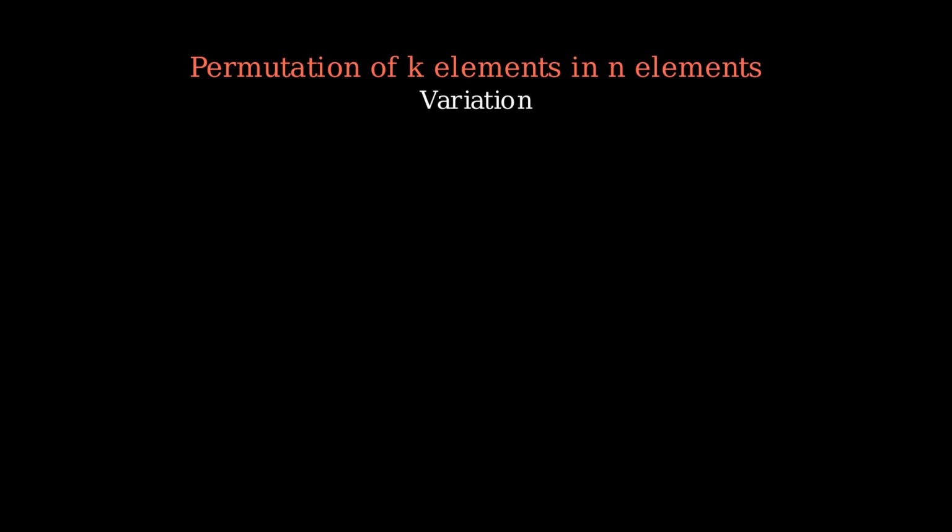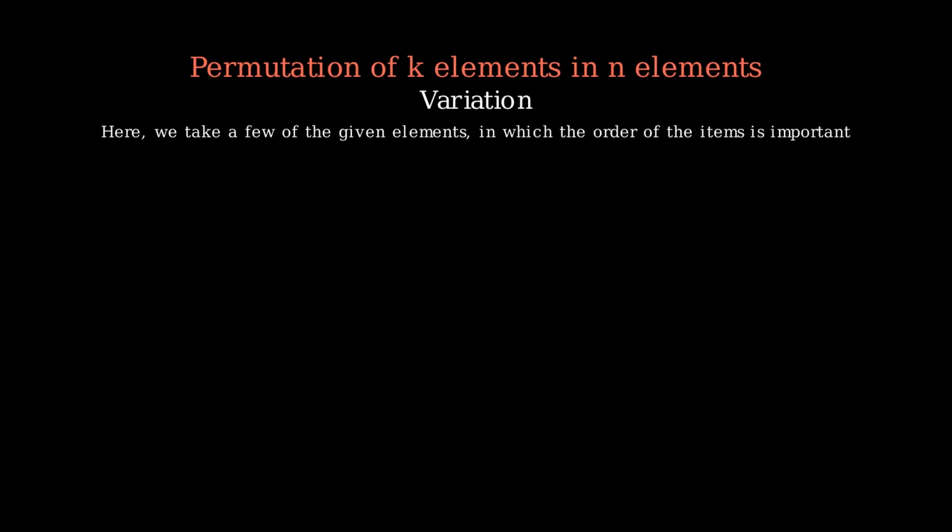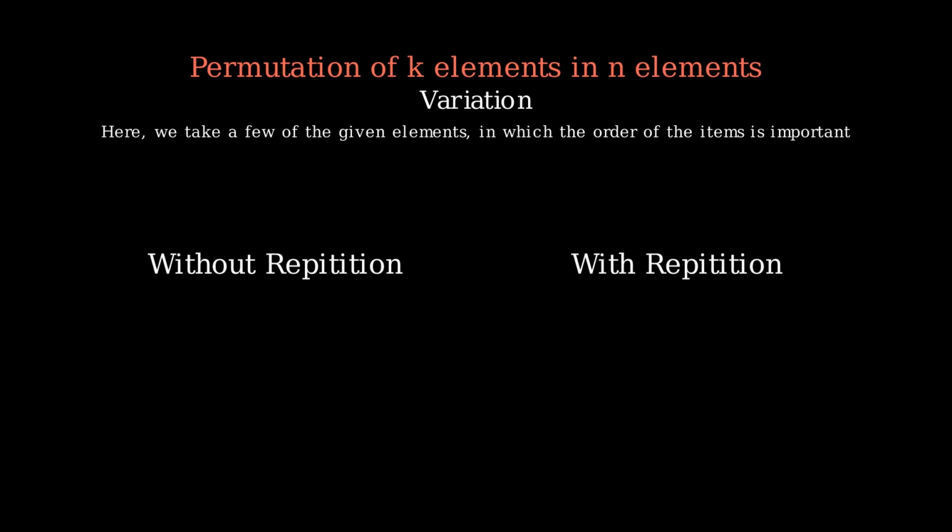Okay, let's start with the definition. Here we take a few of the given elements, in which the order of the items is important. Here, there are two ways we can further divide this: without repetition, and with repetition. It will get easier to understand once we jump into the examples. Let's start with without repetition.